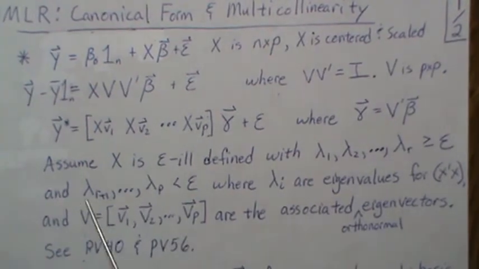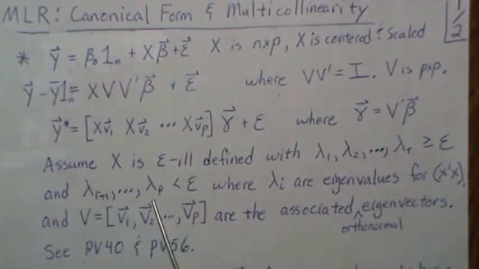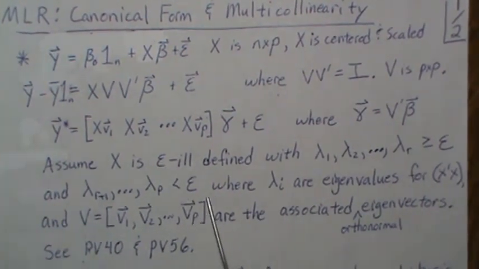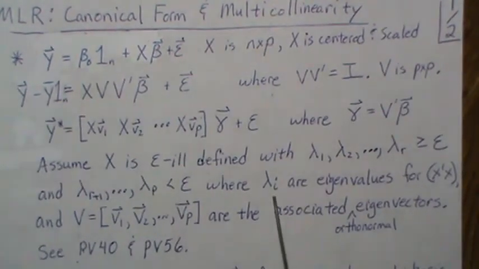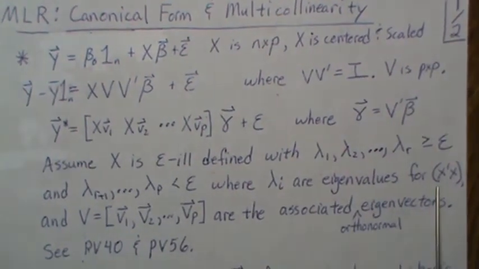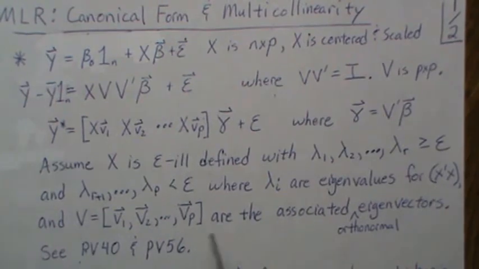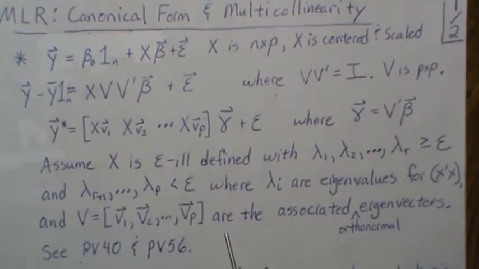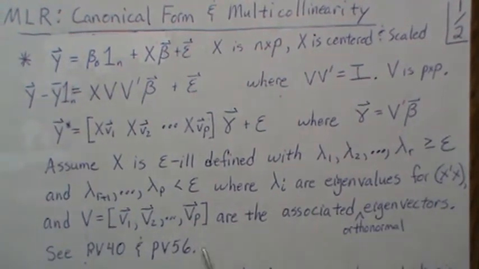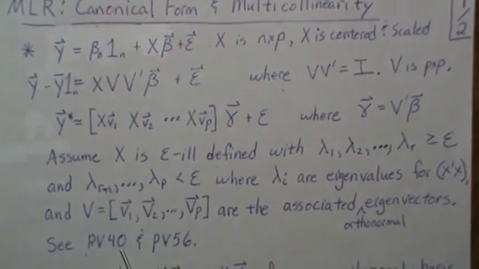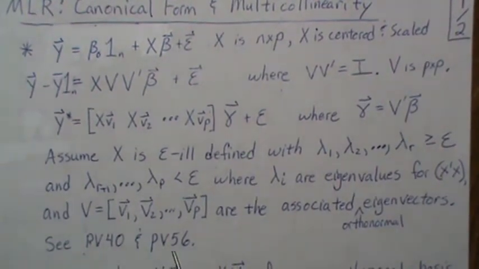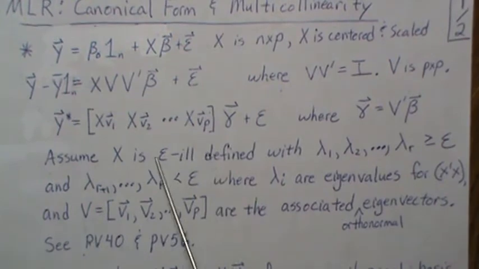So here, let's assume that X is ill-conditioned, and let the eigenvalues 1 through r be greater than epsilon, and eigenvalues r plus 1 to p be less than epsilon. This is where the lambda i's are eigenvalues for X transpose X, and V are the associated orthonormal eigenvectors. I would say see previous video 40 and previous video 56 in this playlist for more detail on this.